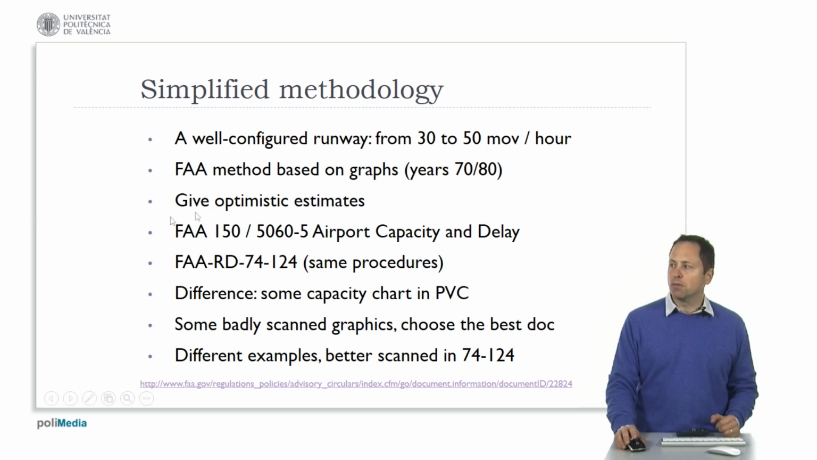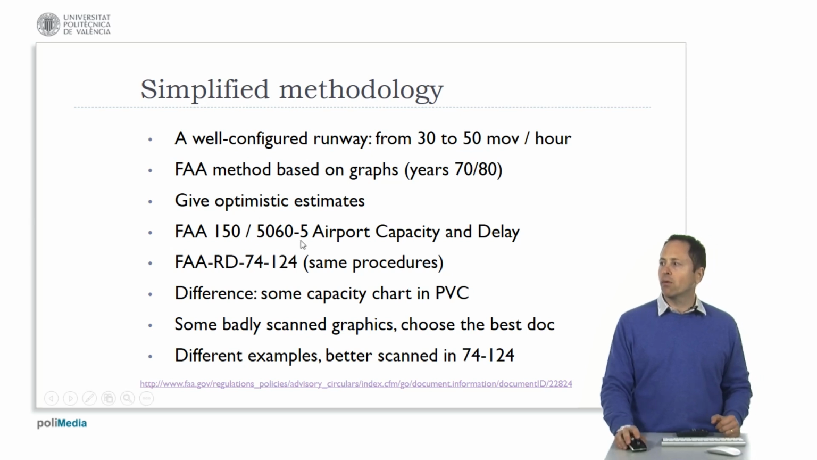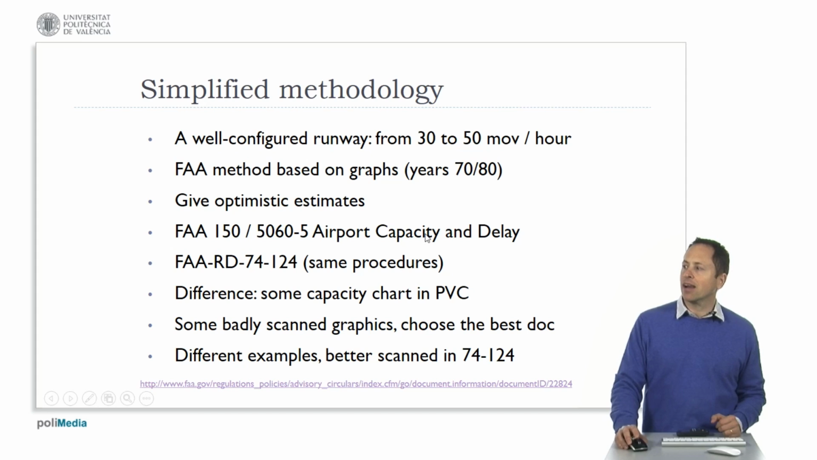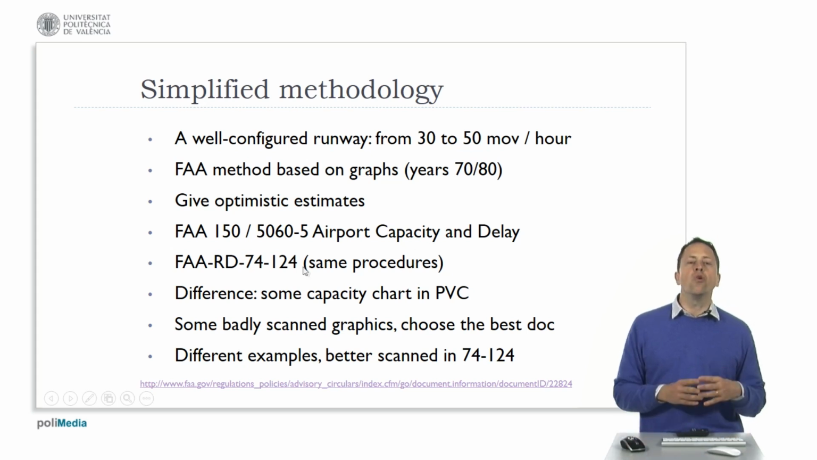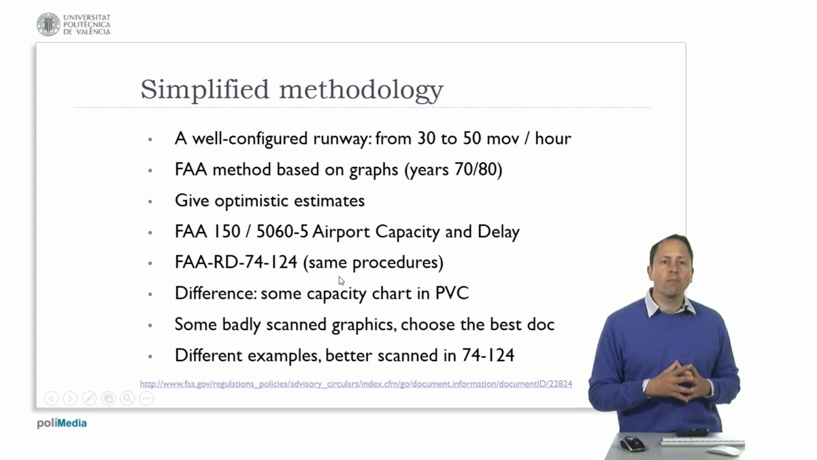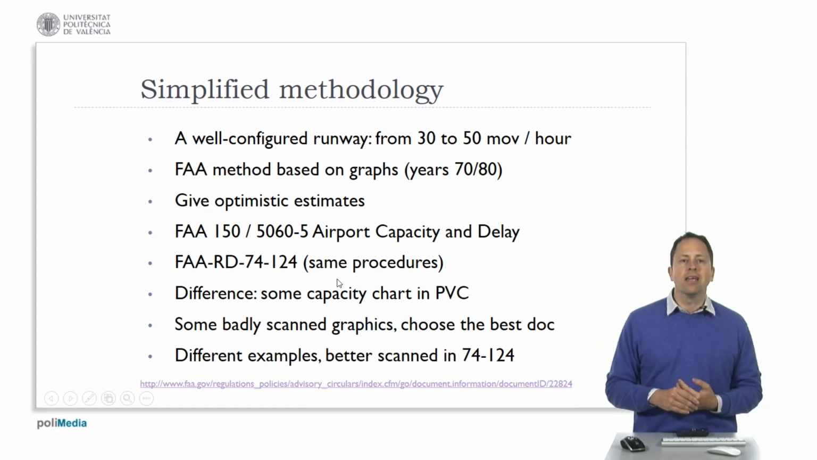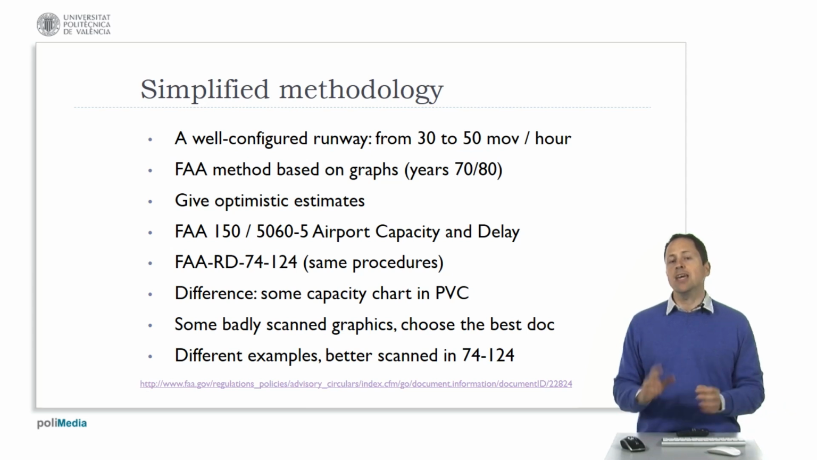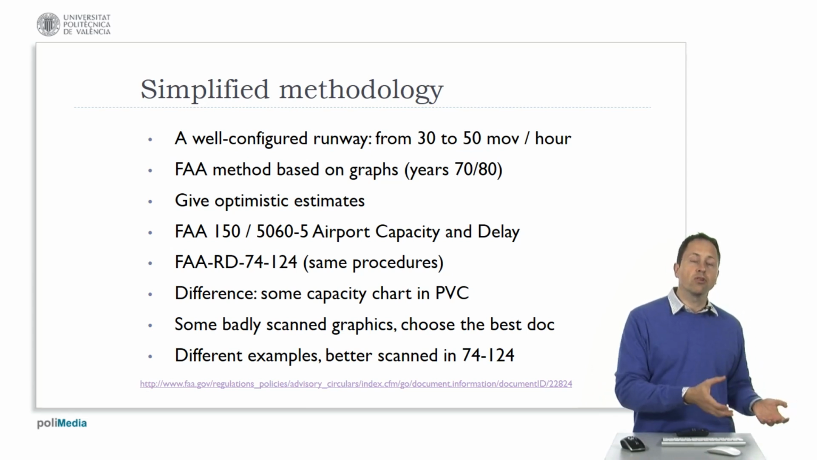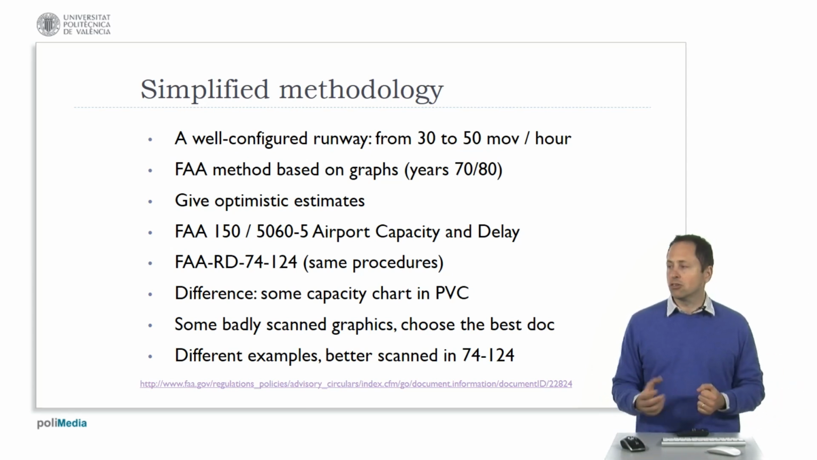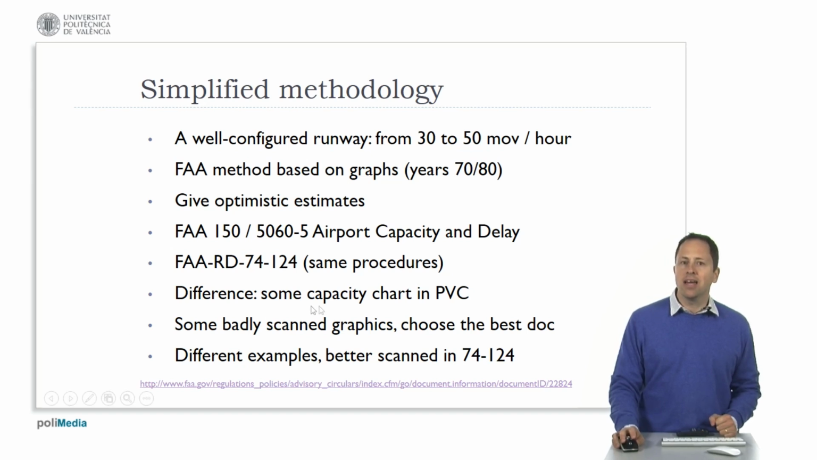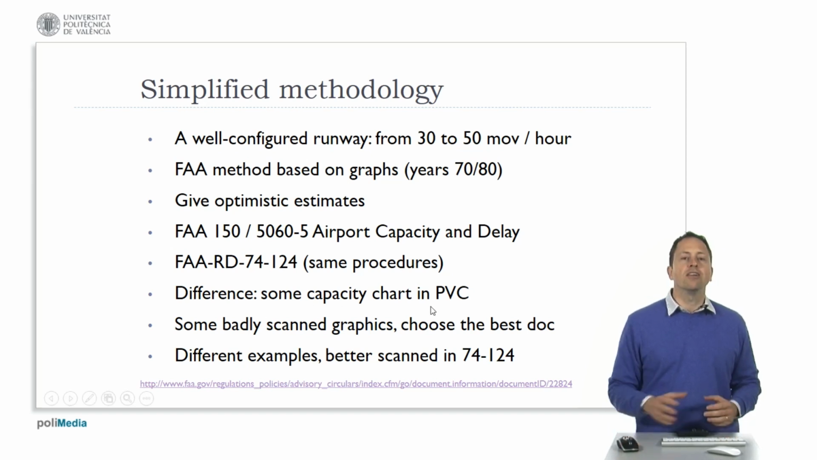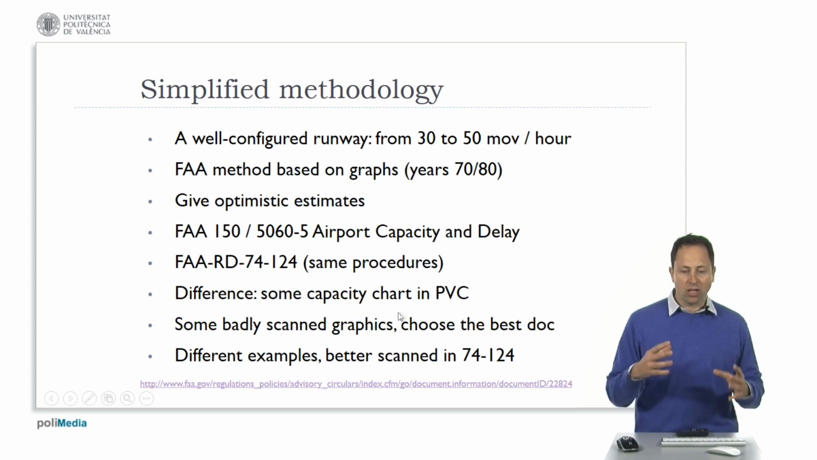And we have two documents with the same procedures, FAA 150/5060-5 and FAA Report 74-124. One is older than the other. What happens is that none of the versions that you can find on the network is well scanned. Some graphs are better scanned in one document and other graphs are better scanned in the other. Examples are better scanned in one than in the other. In the end, it is better to have both to be able to work.